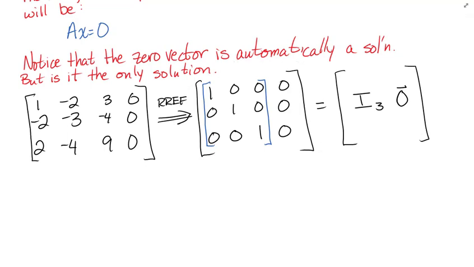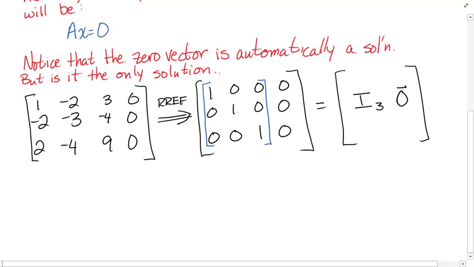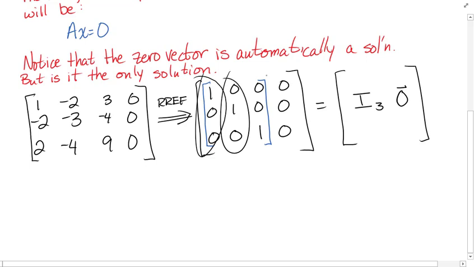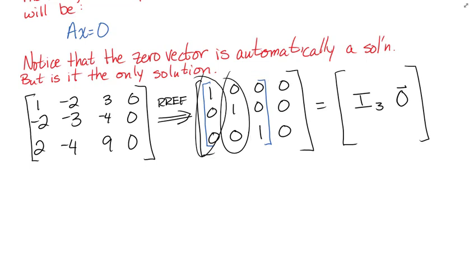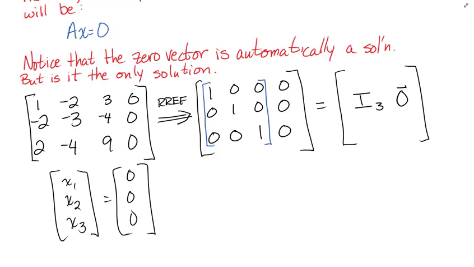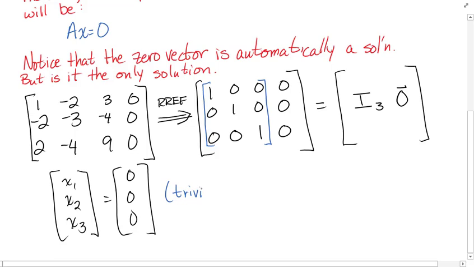But what we know is, because there are no free variables, this row has a leading term in it, this column has a leading term in it, this column has a leading term in it, and this column has a leading term in it. So no free variables, therefore there's a single solution. We already knew what it was. All that we've done is verify that it's the only solution, and so the solution is x1, x2, x3 equals the trivial solution 0, 0, 0. So it has a unique solution.